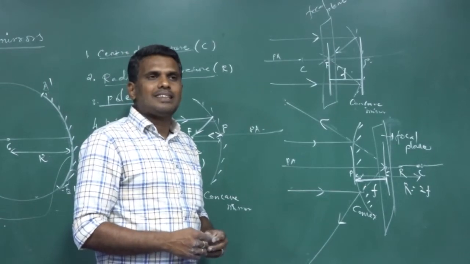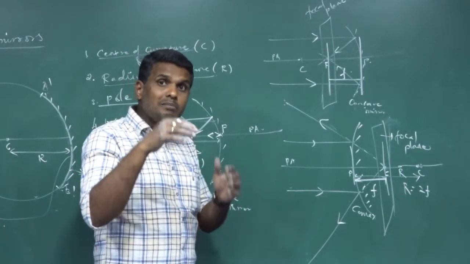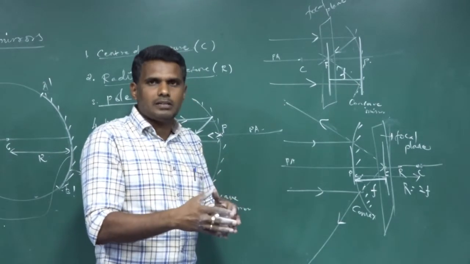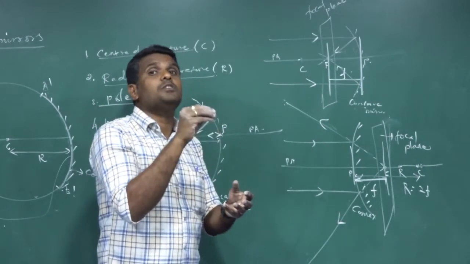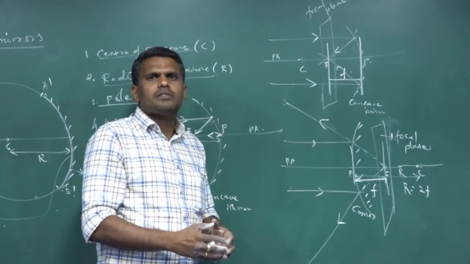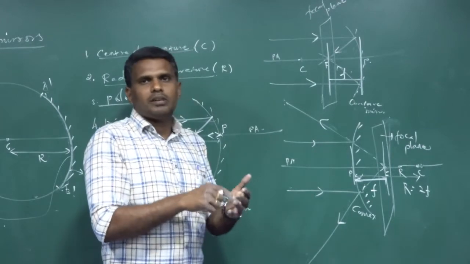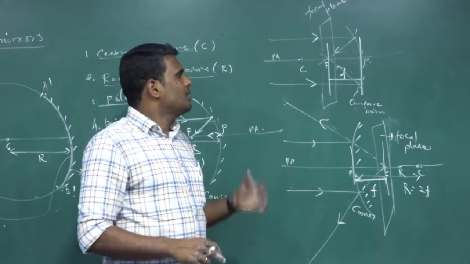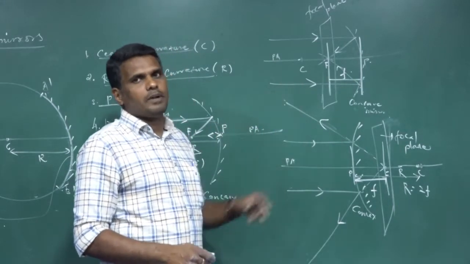Then pole of a mirror. Pole of the mirror is nothing but the geometric center of the mirror, not the sphere. Pole of a mirror is the geometric center or central point of the spherical surface. Central point of the spherical surface, what is that? It is the geometric center of the mirror. We call it the pole of the mirror.